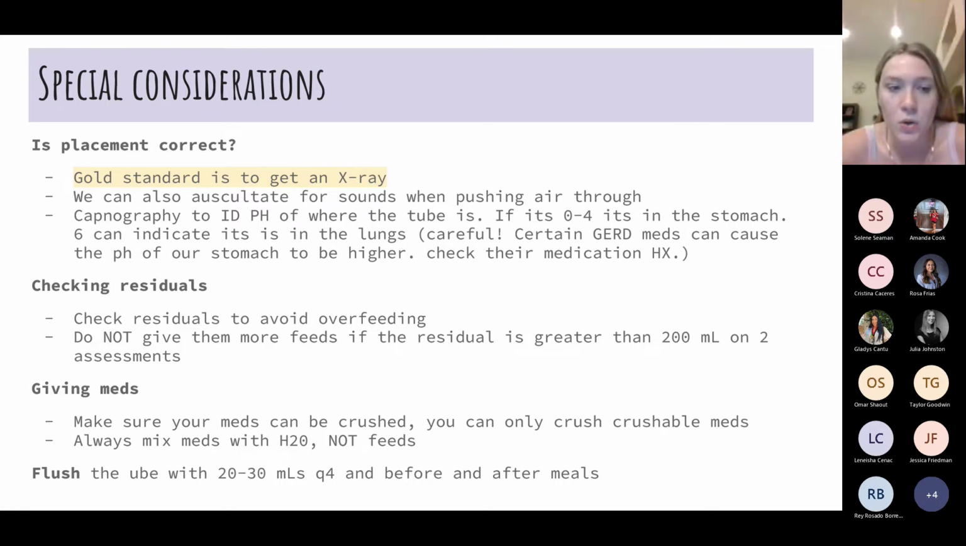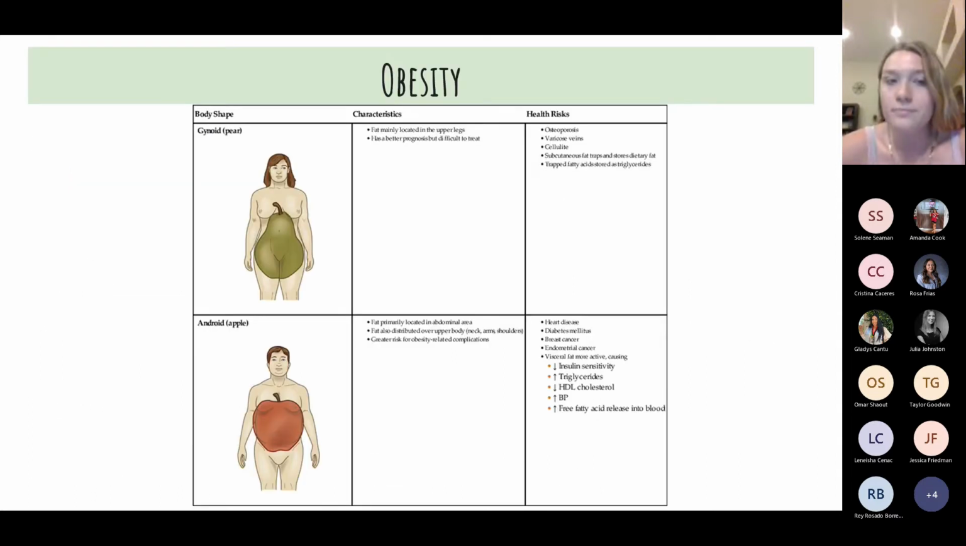We talked about checking residuals, giving meds, only giving crushable meds, perfect. For the tube, we always flush with 20 to 30 mLs every 4 hours and before and after feeds.